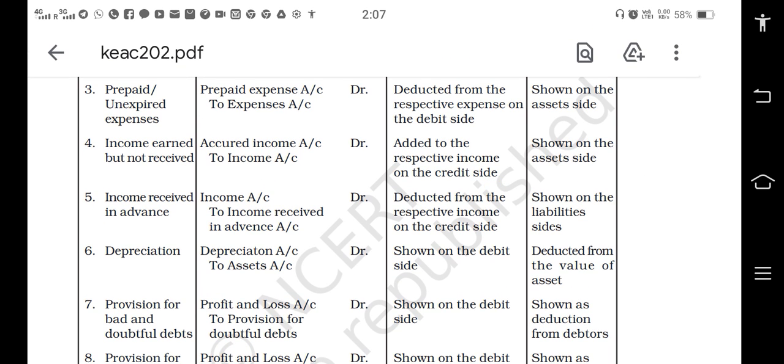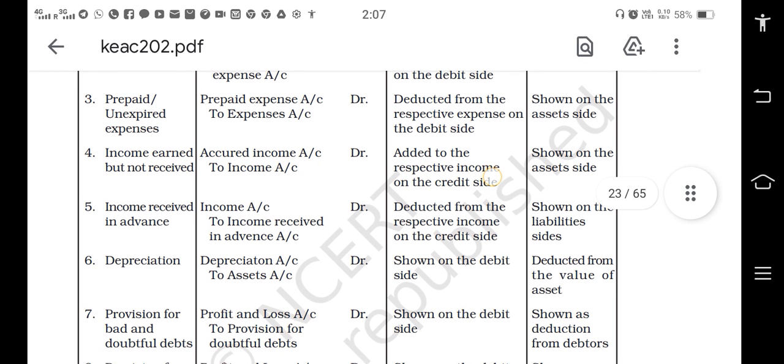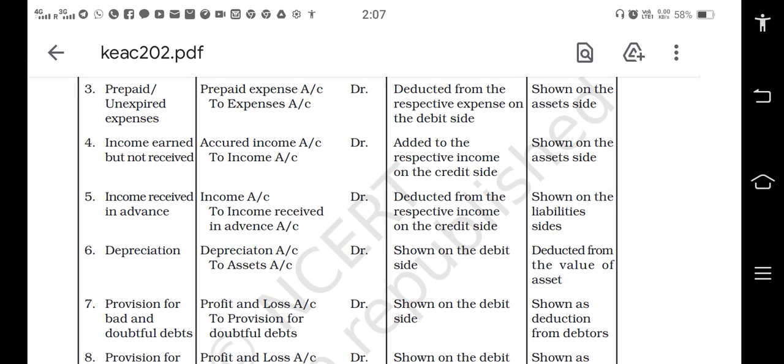And income received in advance, any income received in advance, is a liability to the firm. Before we earn the income, that income has already reached the firm, which means it is a liability to the firm. That's why it's shown on the liability side of the balance sheet, and it must be deducted from the respective income on the income side of the P&L account. On the profit and loss account income side, income received in advance we have to minus.